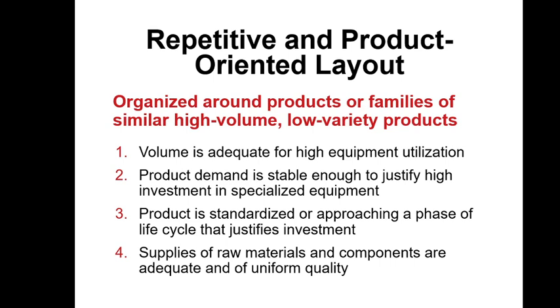Now, supplies of raw materials and components are adequate and of uniform quality, since the system of production in the product-oriented layout is a continuous system. The production is a continuous one, unlike in the process-oriented layout. In the product-oriented layout, it's a continuous system, not an intermittent system. Then you have to make sure that the needed raw materials will be there on time, and with the same uniform quality.